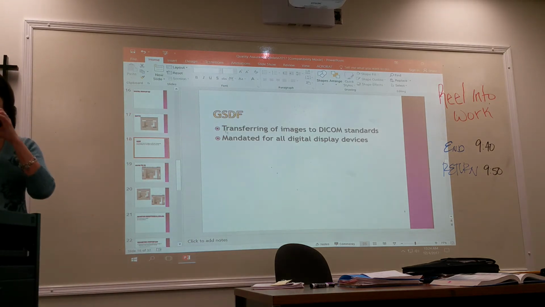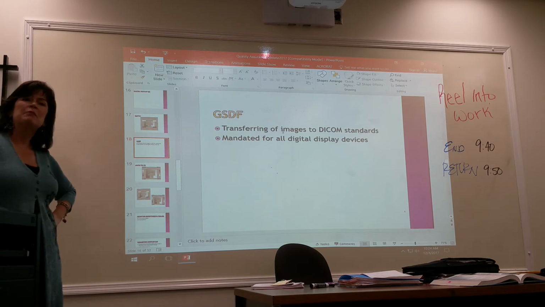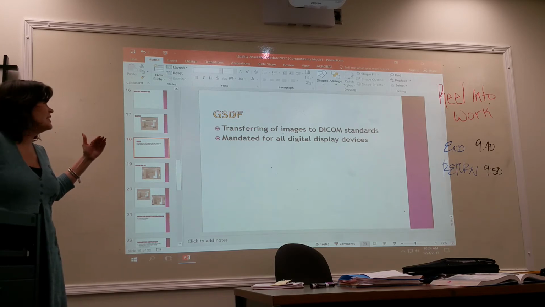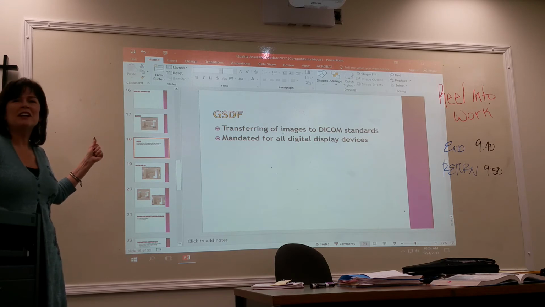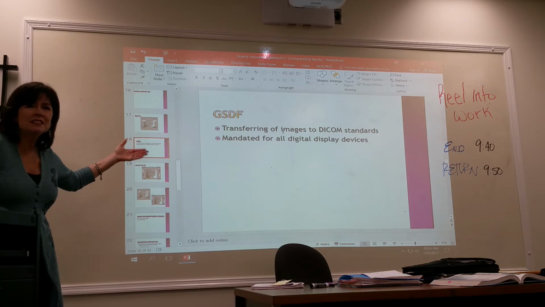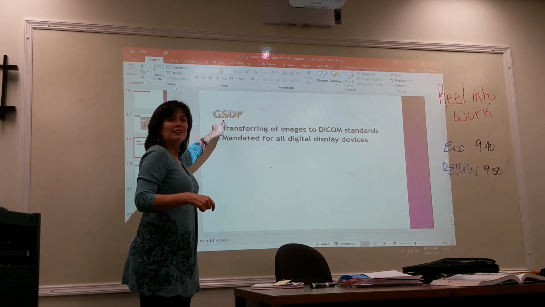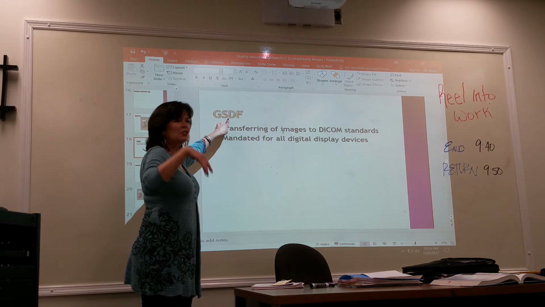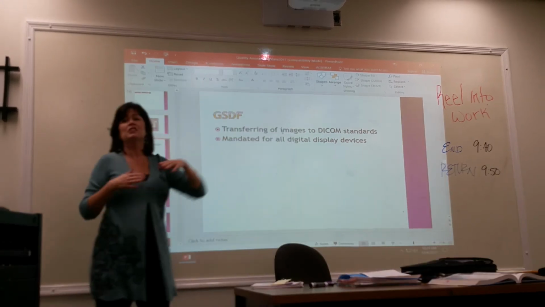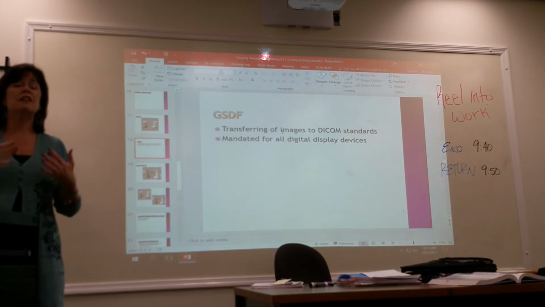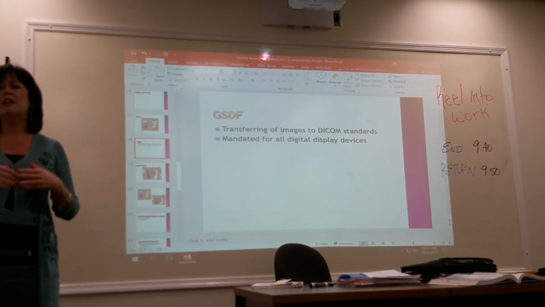And so, GSDF, what does that mean? Every time I see GSD, biology, radiobiology people, genetically significant dose, it's not what it means. So grayscale display function. Grayscale display function. So that's what we want to look at. The grayscale. Is the image showing all the shades of gray?